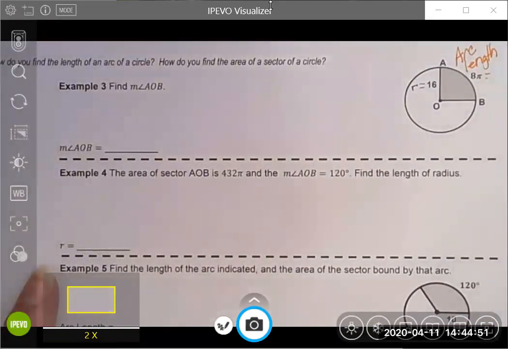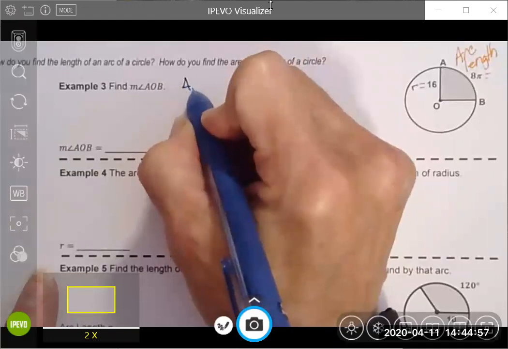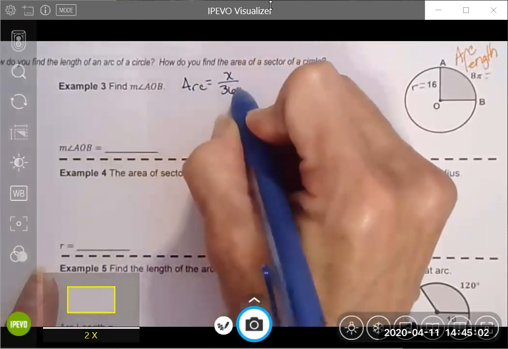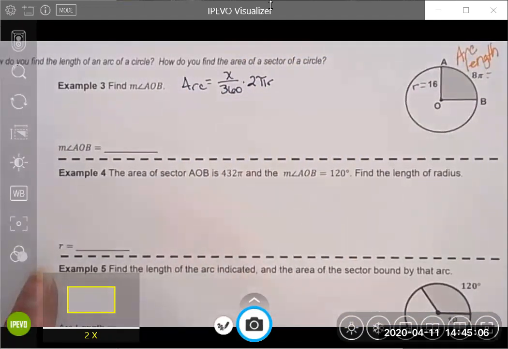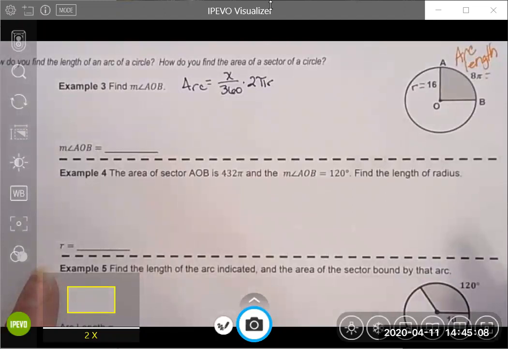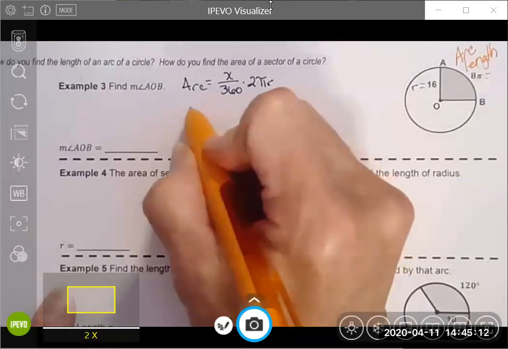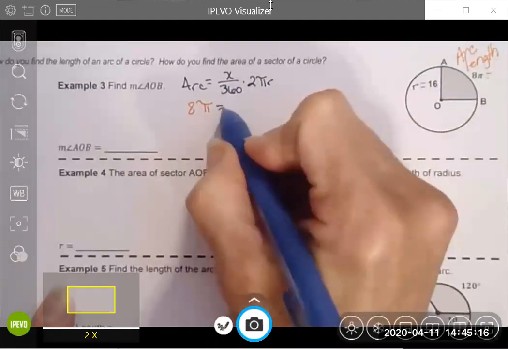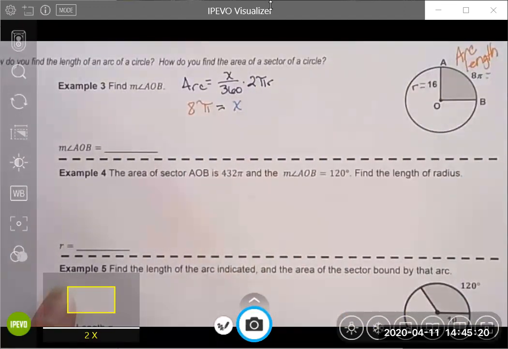So in this problem, we're going to have to work backwards. I'm going to start with my arc length formula. The arc length formula is central angle over 360 times my circumference, 2 pi r. I'm going to go ahead and substitute in what I know. In this case, I know the arc length. So I'm going to put my 8 pi over here. I do not know my central angle. That is actually the thing we are searching for.